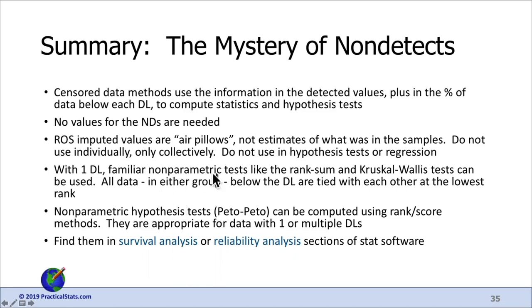With one detection limit, you can do familiar non-parametric tests like the rank sum and Kruskal-Wallis test. If there's more than one detection limit, those other tests are available. They're just extensions of these tests to when you have multiple detection limits, but they're in the survival analysis package. They have these names that sound strange, but they've been used for decades in other disciplines. So you could find those in the software that you are able to use.